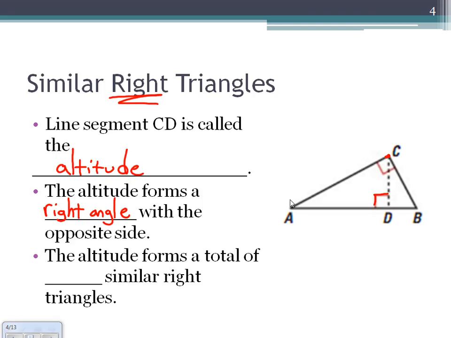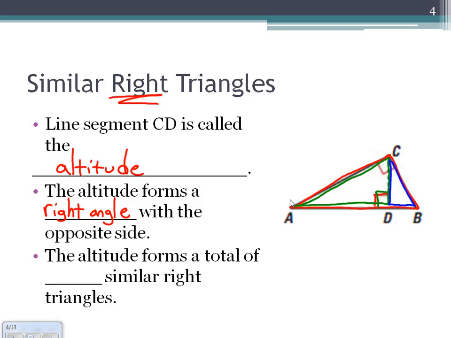So I'm going to outline these. I have my large triangle in red. Everybody see my large triangle? Yeah. I have my medium triangle in green. And there's my right angle for my green triangle. And I have my small one in blue.